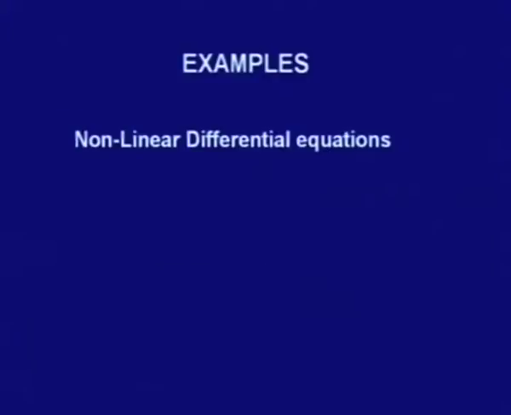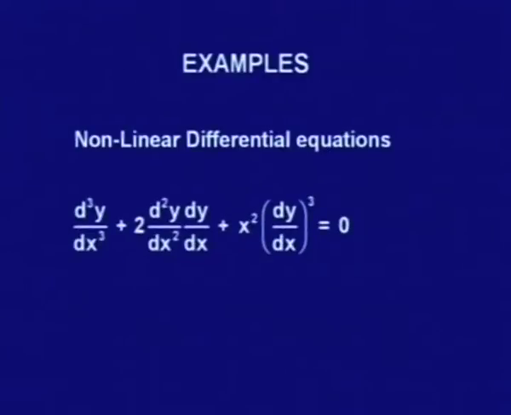Let us see some examples of non-linear equations. See this first example, d3y over dx3 plus 2 times d2y over dx2 multiplied with dy over dx plus x square times dy over dx whole to the power 3 is equal to 0. Now, we see here that derivatives are coming with an exponent, as the first derivative dy over dx has degree 3, while in the second term d2y over dx2, that is the second order derivative, and the first order derivative are occurring simultaneously. Thus, this is a non-linear equation.